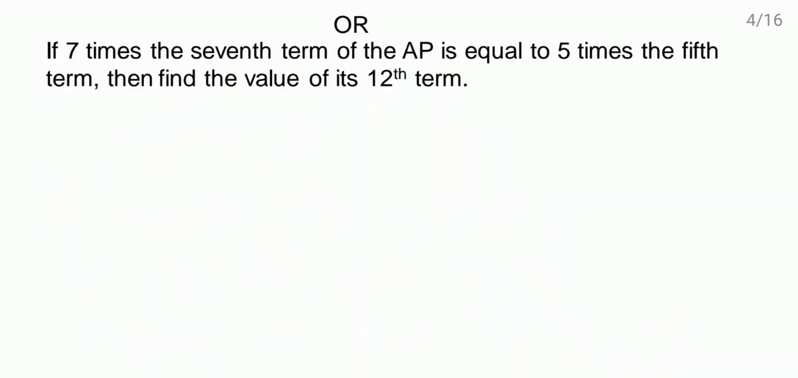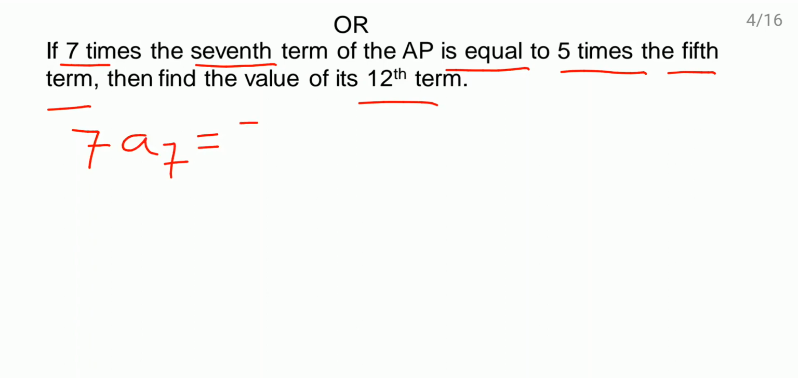The option is given for the first question. They are saying if 7 times the 7th term of the AP is equal to 5 times the 5th term, then find the value of the 12th term. See here, we'll write it down. 7 times the 7th term is equal to 5 times the 5th term. Then we need to find the 12th term.